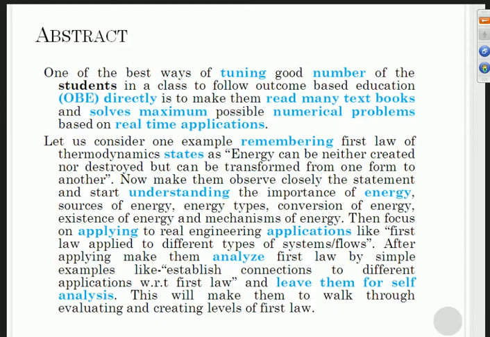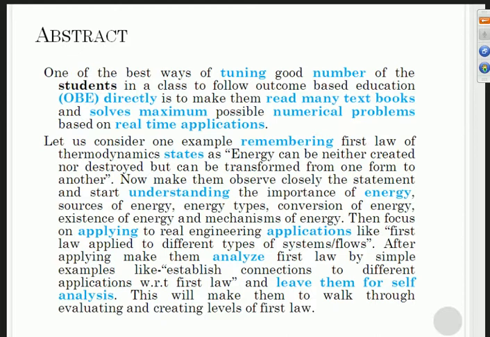After that, we have to make them analyze the first law by giving some simple examples, which I will discuss with you in the meanwhile. That is, they have to follow the established connections to different applications with respect to the first law. And then leave them for their self-analysis. This will make them walk through the evaluating and creating levels of the Bloom's pertaining to the first law of thermodynamics.